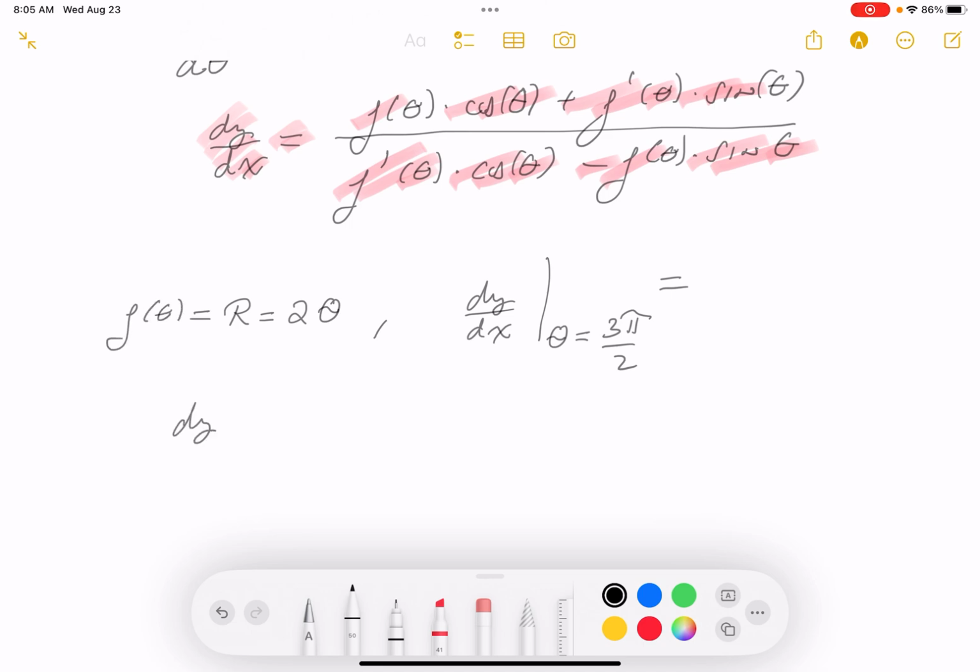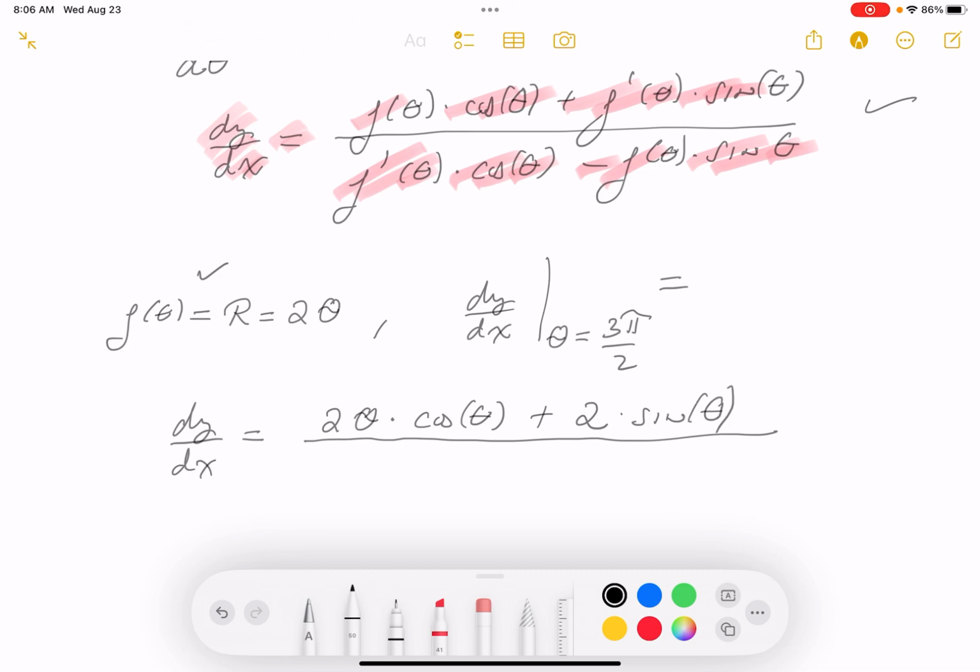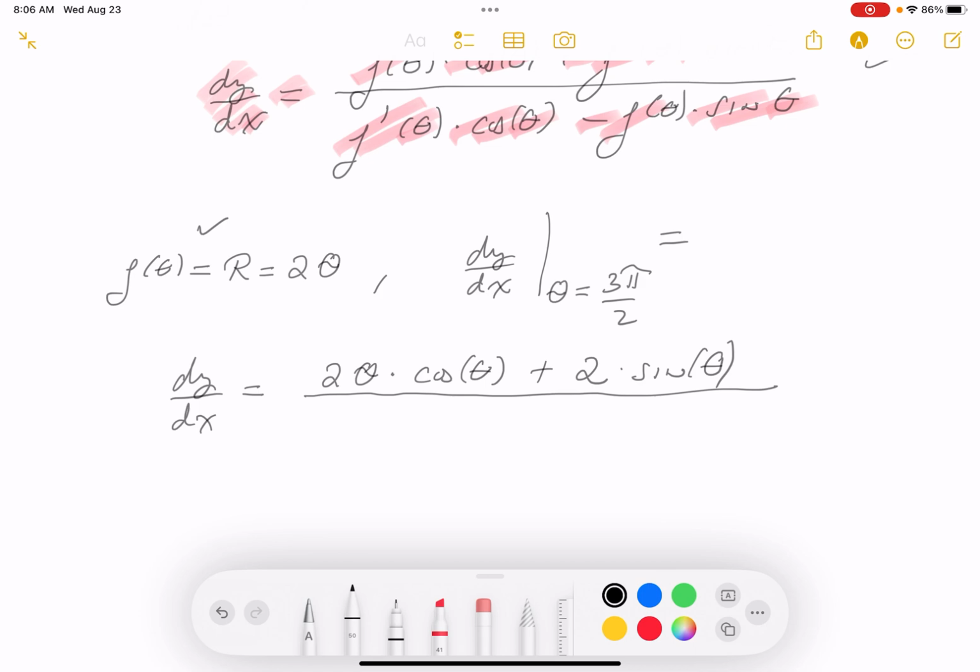So let's write this down. dy/dx equals, well, I'm just looking at this over here and writing down exactly what I say. What's f of theta? 2 theta times cosine theta plus, what's f prime? Let's see, it's going to be 2, times sine theta. Let's keep moving along. What's f prime of theta? I'm at the bottom now. That's 2 times cosine theta minus f of theta, which is 2 theta, times the sine of theta.